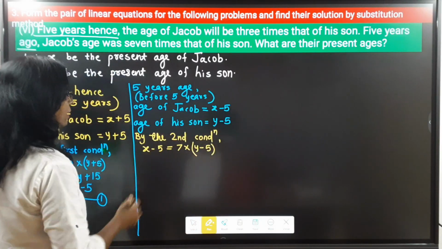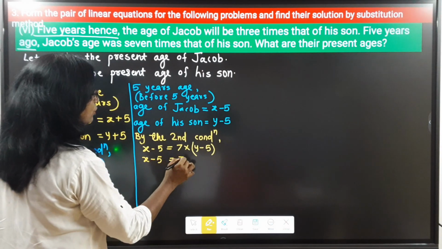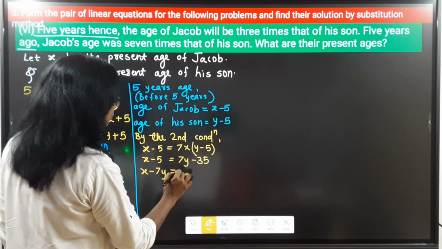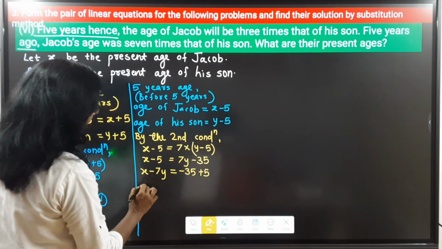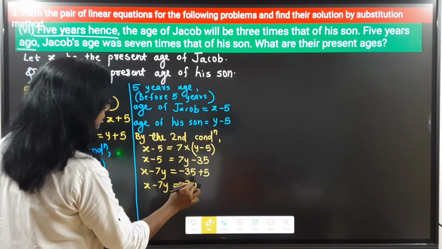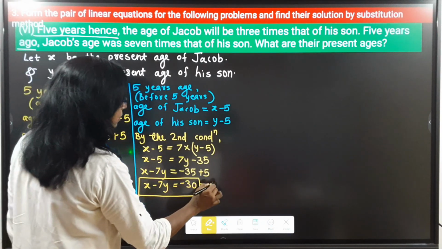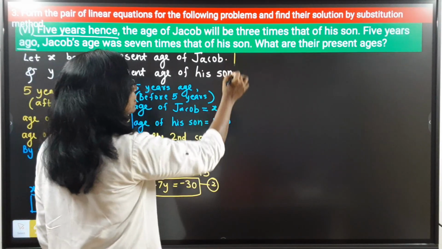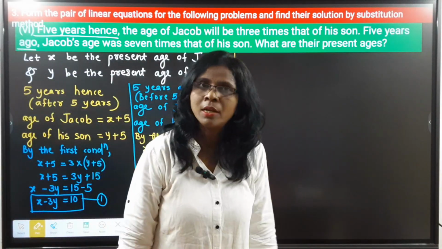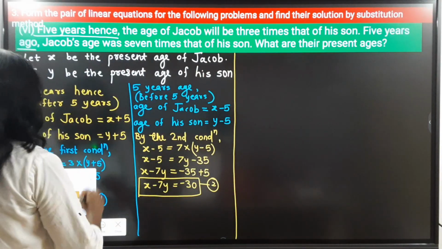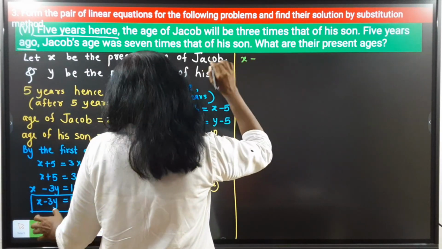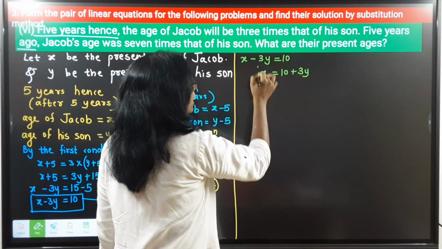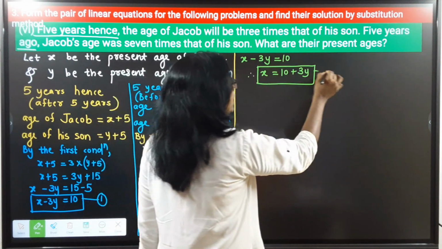Okay, so simplify this equation. x minus 5 is equal to 7y minus 7 fives are 35. So x minus 7y is equal to minus 35 plus 5. So x minus 7y is equal to minus 30. Call this the second equation. Now for the substitution purpose, I have to choose the first equation. The first equation is x minus 3y is equal to 10. So x is equal to 10 plus 3y. Call it the third equation.